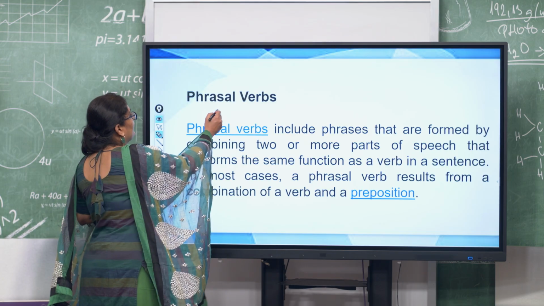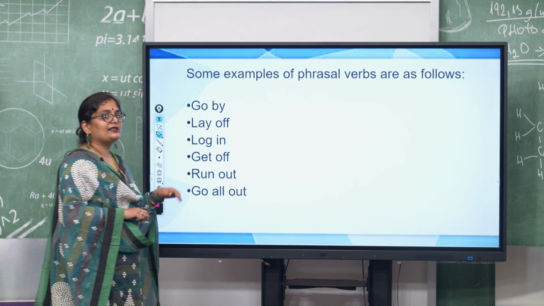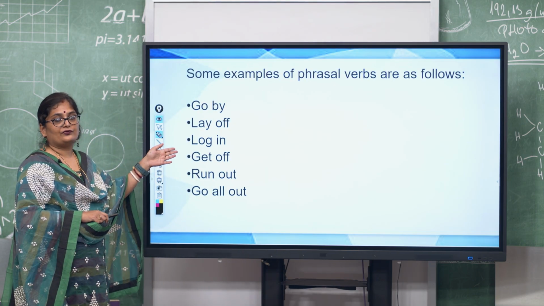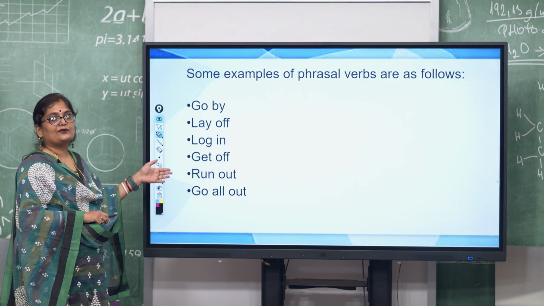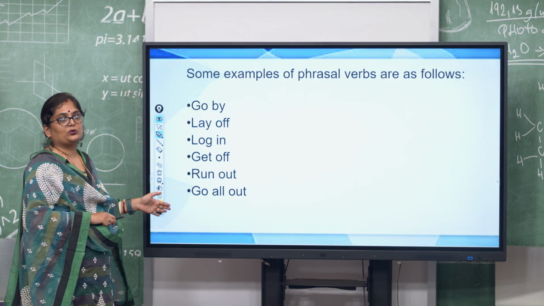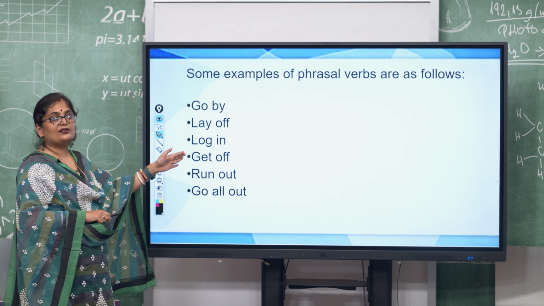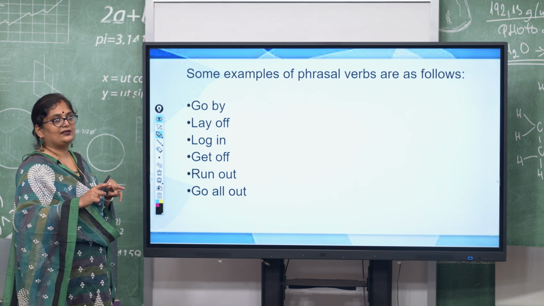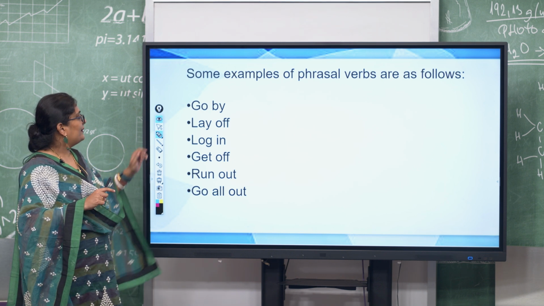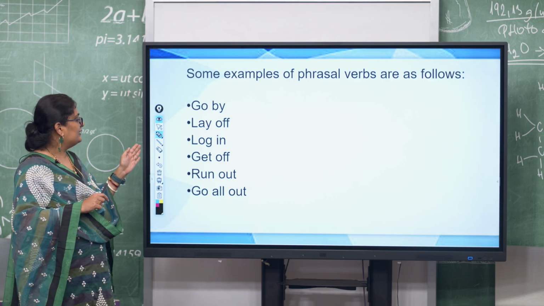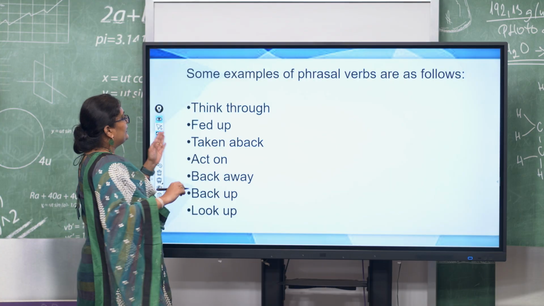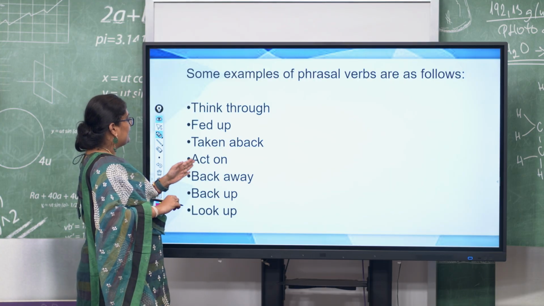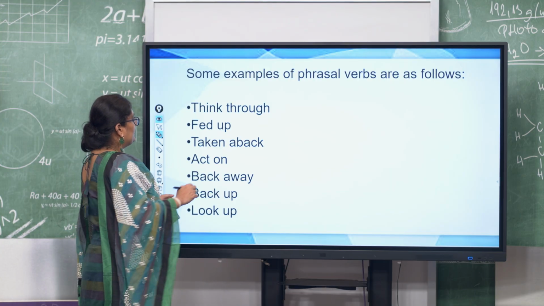Now, children, in phrasal verbs, there are certain words that are used very often. If you have not noted down these particular words, please note them down so that it becomes easier for you to interlink the sentence. Go by, lay off, log in, get off, run out, go all out, think through, fed up, taken aback, act on, back away, back up, look up.